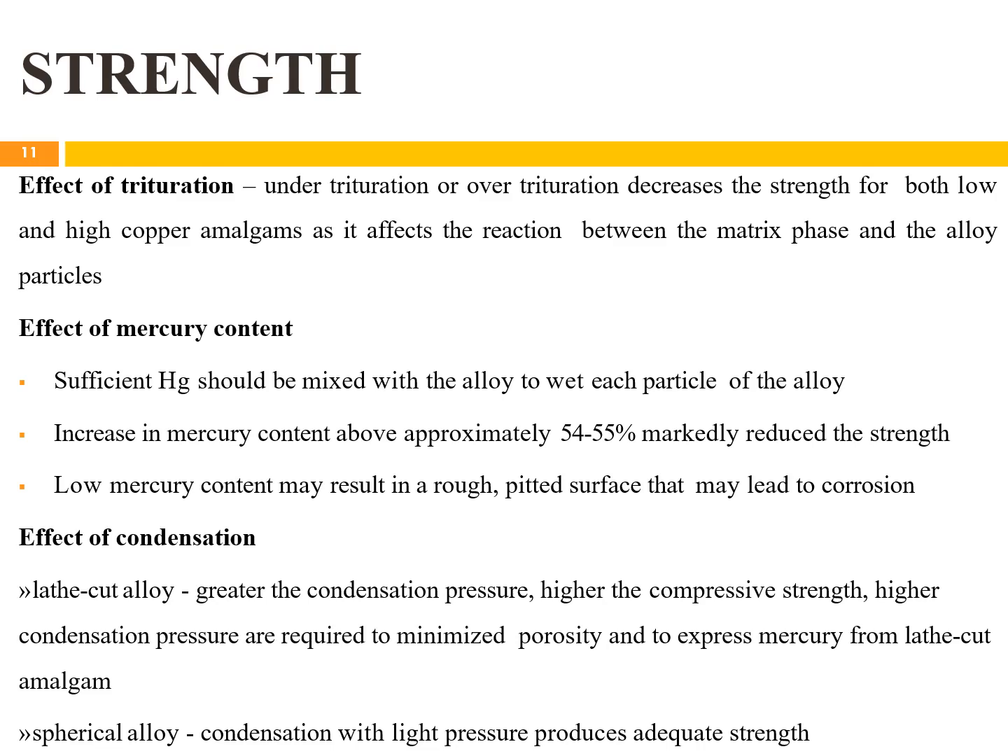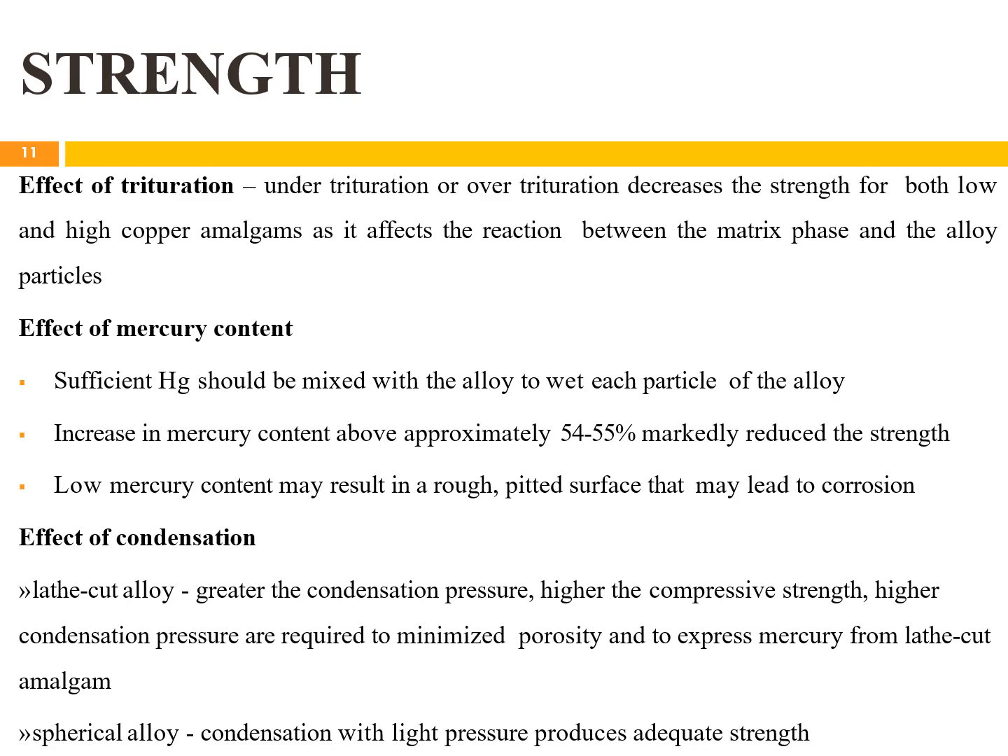Strength includes the effect of trituration. Under trituration or over trituration decreases strength for both low and high copper amalgam, as it affects the reaction between the matrix phase and alloy particles. Effect of mercury content: sufficient mercury should be mixed with the alloy to wet each particle of the alloy, and increases in the mercury content above approximately 54 to 55% markedly reduce the strength. Low mercury content may result in rough pitted surfaces and may lead to corrosion.